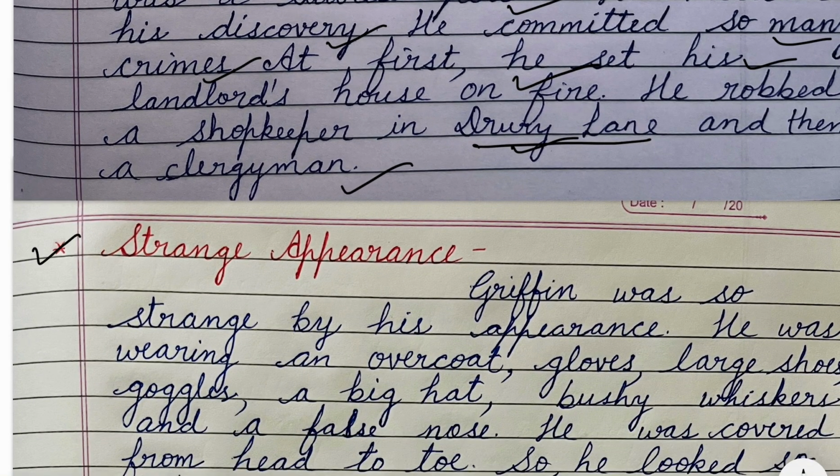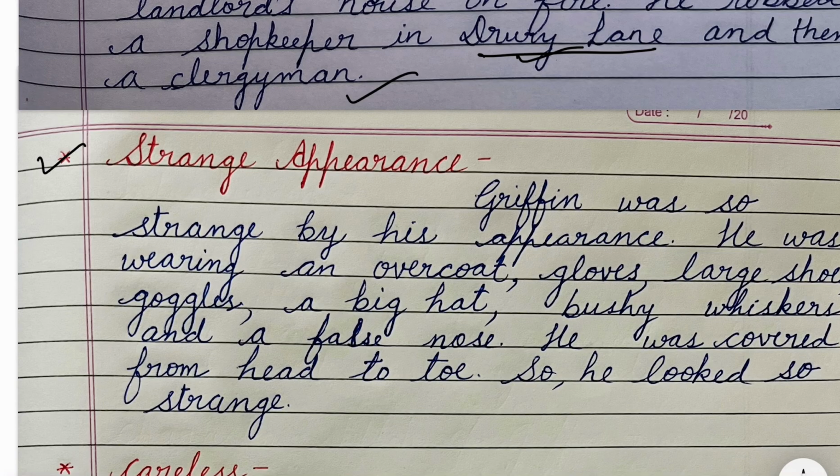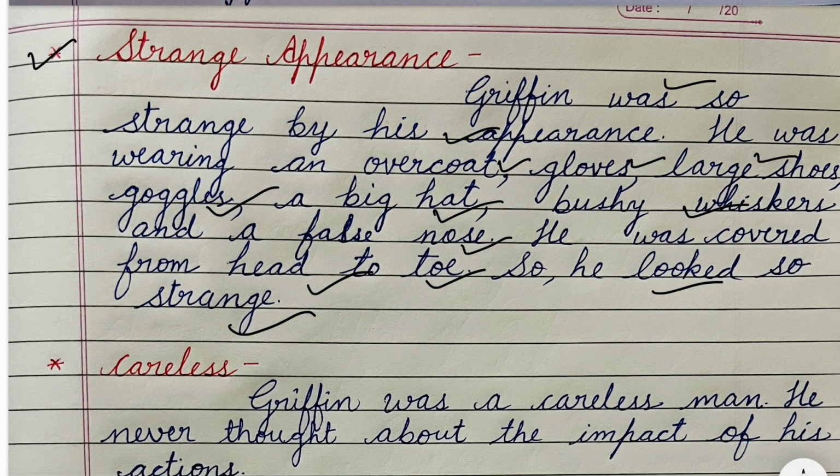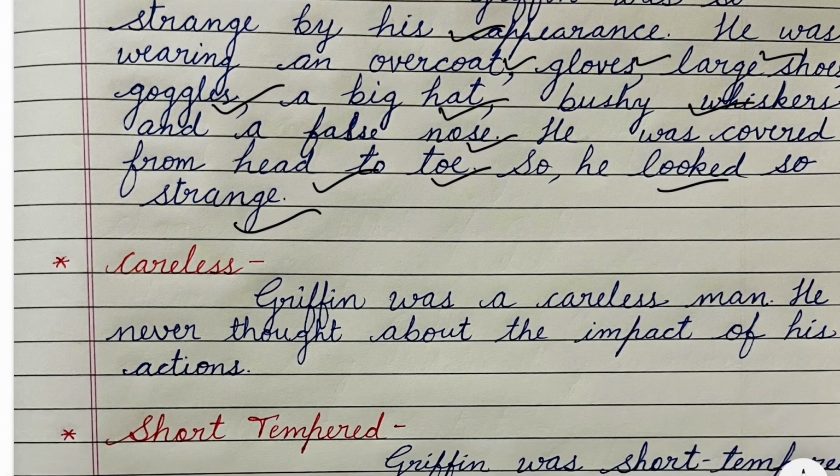Next one is a strange appearance. As we all know, Griffin had a strange appearance. He was carrying so much stuff to hide himself, to cover his body. Griffin was so strange by his appearance. He was wearing an overcoat, gloves, large shoes, goggles, a big hat, bushy whiskers, and a false nose. He was covered from head to toe, so he looked so strange. In this point, you have to explain the appearance that the scientist was carrying.